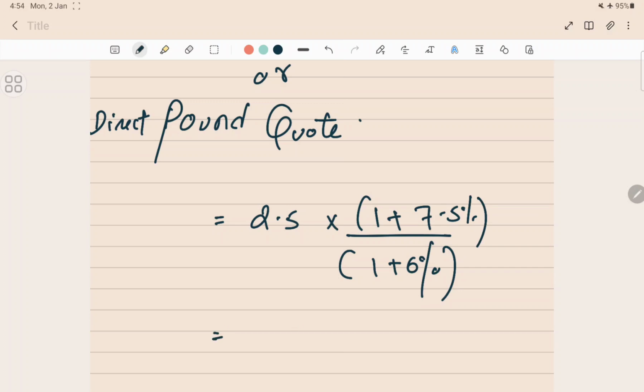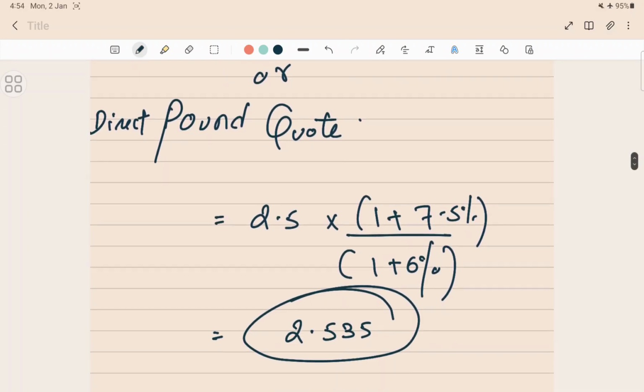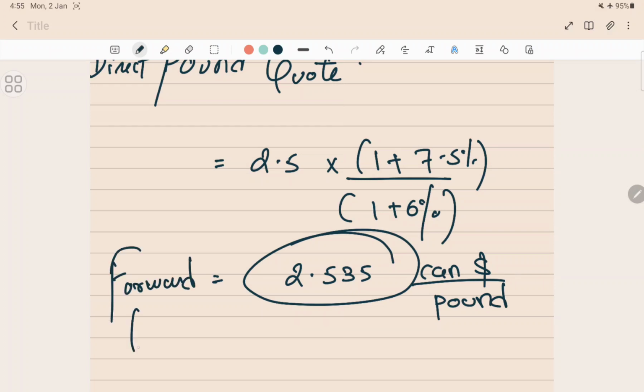This comes to 2.535. But what is this? See, in Forex, do not forget to write the currency, because the moment you forget that, or the moment you write the wrong currency in the numerator or the denominator, the entire solution is wrong. So pay very much attention to this fact. What is this? This is Canadian dollar upon pound. Okay, and this is the forward rate, the theoretical forward rate that we have figured out. Okay, so this is one part of the solution.